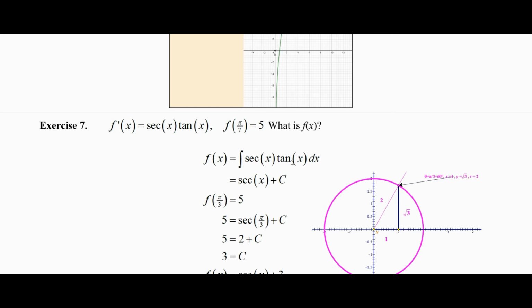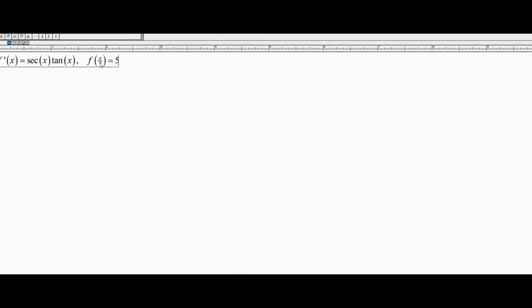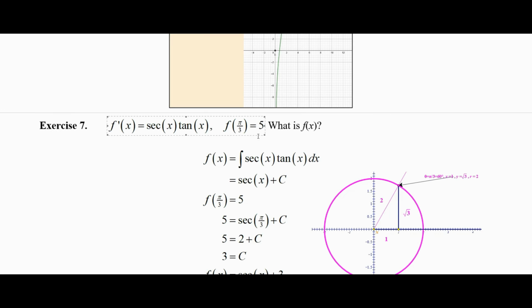The antiderivative of secant x tangent x is secant x. Remember, the derivative of secant x is secant x times tangent x. So that's straight away pretty easy. Then we know that f of pi over 3, that's supposed to say pi over 3, not 7, I don't know where that typo came from. F of pi over 3 is 5.